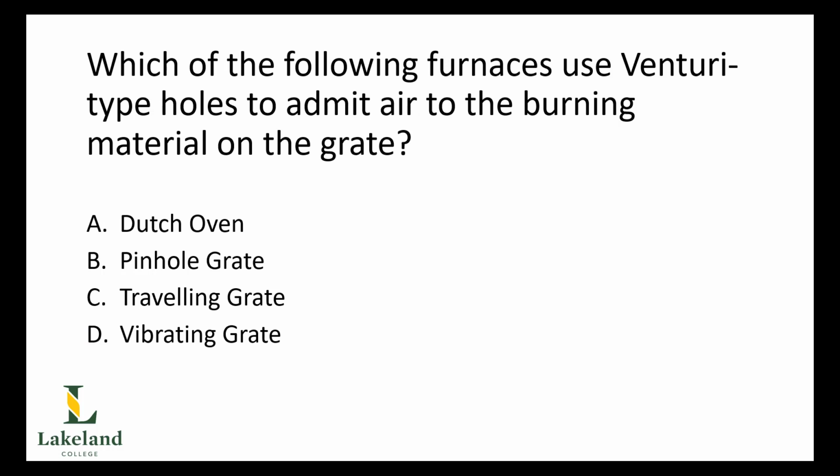Next one. Which of the following furnaces use Venturi type holes to admit air to the burning material on the grate? Is that the Dutch oven, the pinhole grate, the travelling grate, or is it the vibrating grate? The idea behind this one is that the Venturi holes are what keep our fuel in semi-suspension and turn over the fuel, so the heavy particles move to the bottom and the light particles move to the top. And that is found in our pinhole grate stoker.